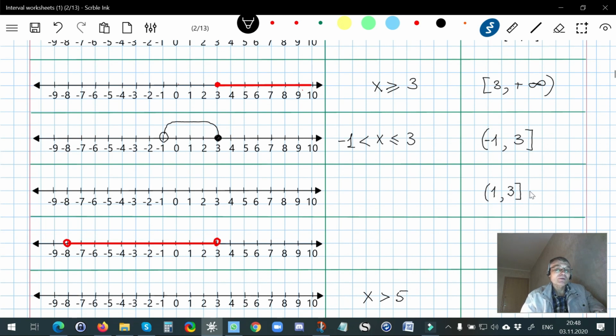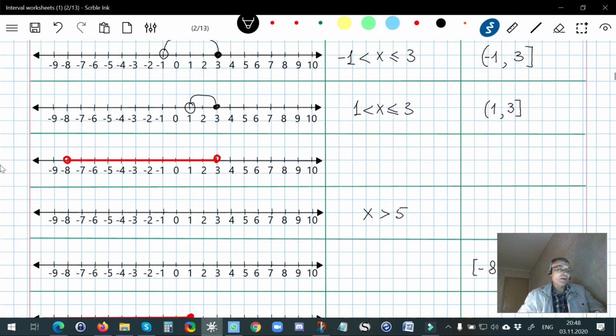And here I have a very similar thing. 3 positive is included, but this time it's +1, which is not included. So it will be like this, and like this, and like this. And the inequality or set builder notation would be x is lower than or equal to +3 and greater than, without equal to, +1. Here in this case, open interval starting from -8 going to +3. All right.